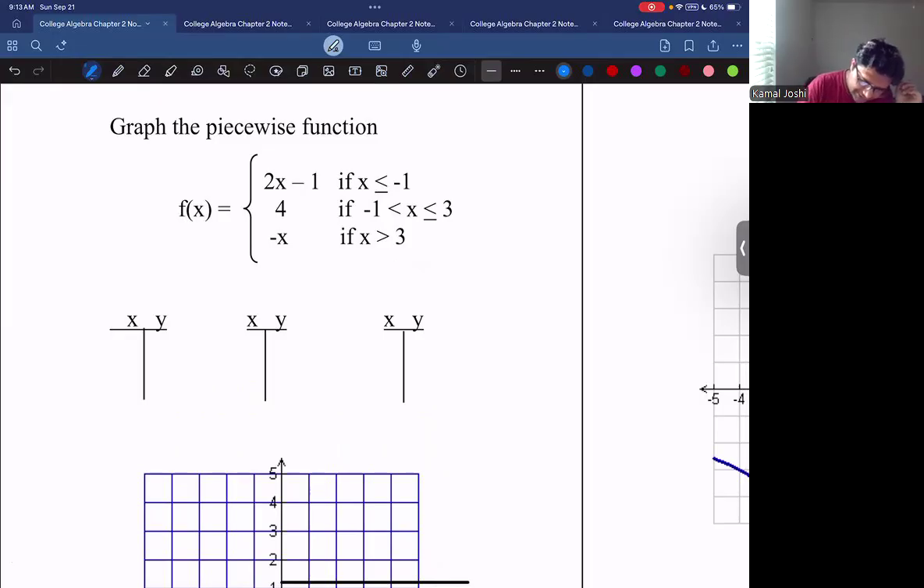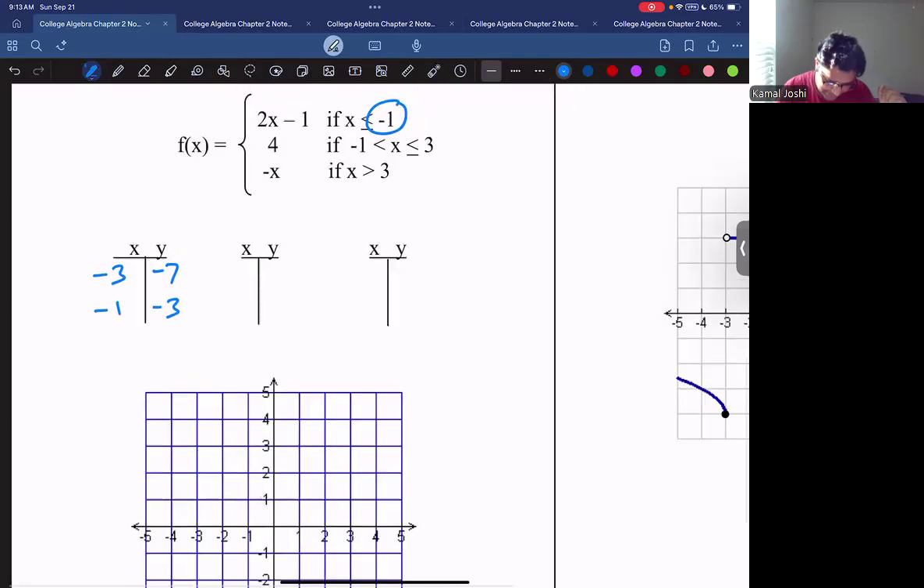Okay, and that is for x equal or less than minus 1, right? So I'll take, let's say, two values. I can take minus 3 maybe. So it will be minus 6 minus 1, minus 7. Make sure you understand that calculation, okay? And now the next point I can take minus 1 itself, because x is equal or less than minus 1. So at minus 1 also we have the same rule. Minus 2 minus 1 will be minus 3.